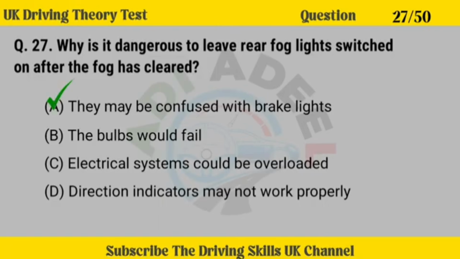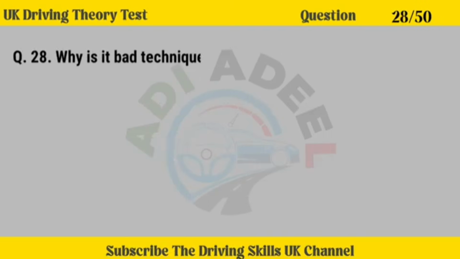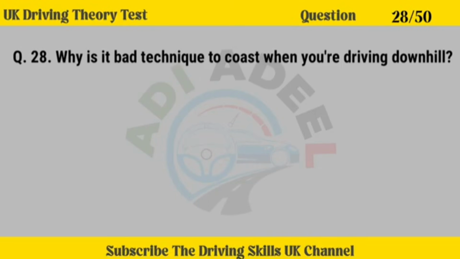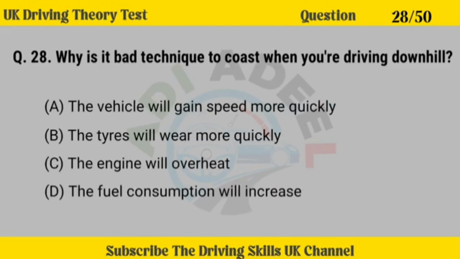The right answer is A. They may be confused with brake lights. Question 28. Why is it bad technique to coast when you're driving downhill? A. The vehicle will gain speed more quickly. B. The tires will wear more quickly. C. The engine will overheat. D. The fuel consumption will increase.